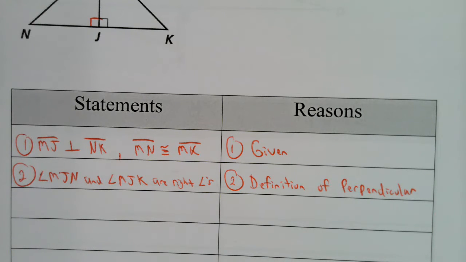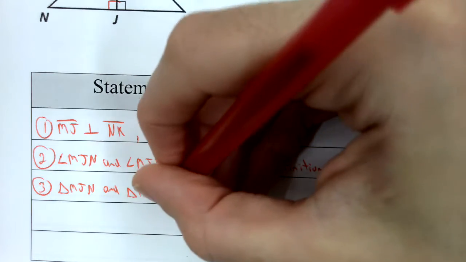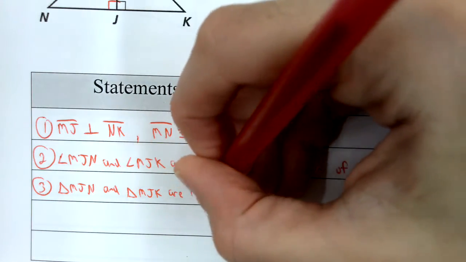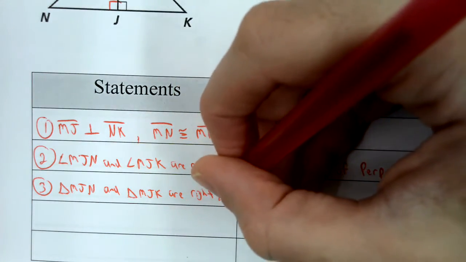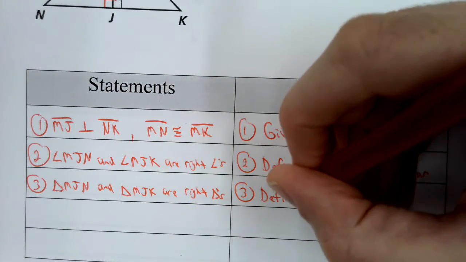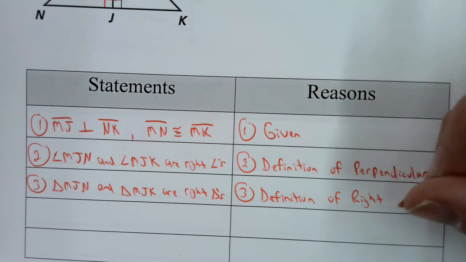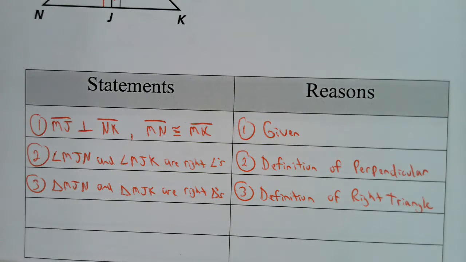And now, since I have right angles, think back to the last example, now I can actually state that I have right triangles. So I'm going to say triangle MJN and triangle MJK are right triangles. I'm going to put the triangle symbol. Definition of right triangle. We did that in example 2.